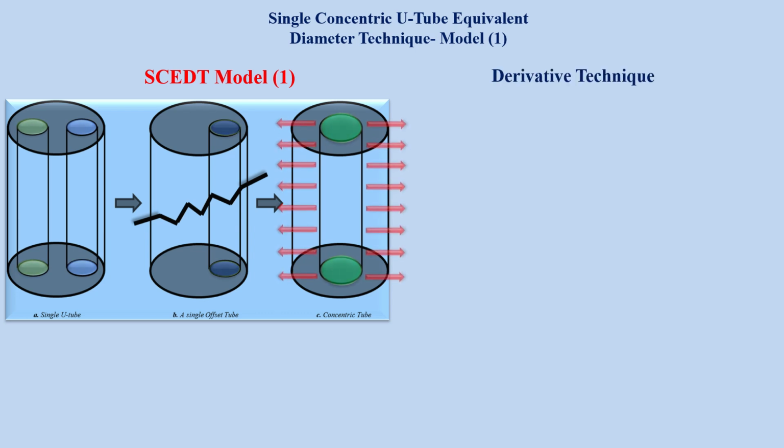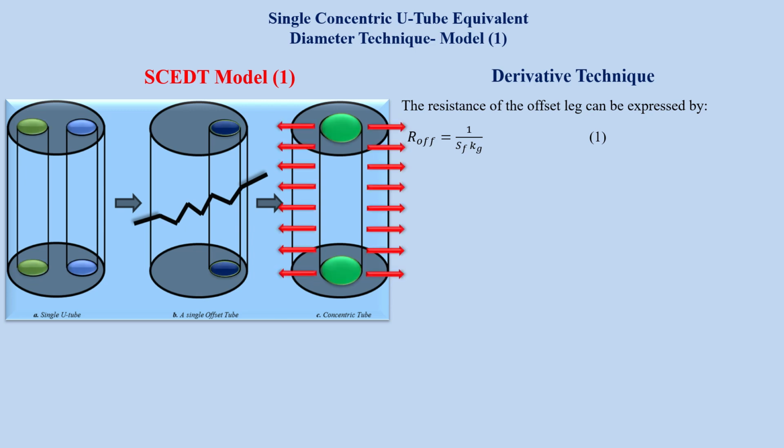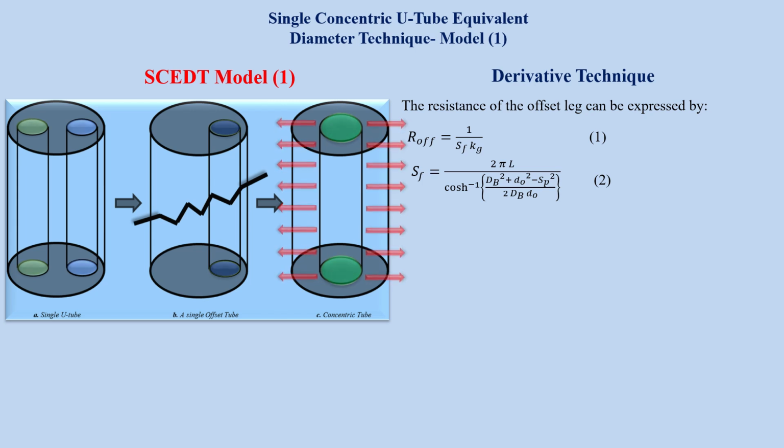Here we will depend on the derivative which should be followed to obtain an arrangement to show that the resistance of an offset tube, R sub off, equals 1 divided by S sub F K sub G, where K sub G refers to the grout thermal conductivity and S sub F is the shape factor of an eccentric tube that is shown in figure B.